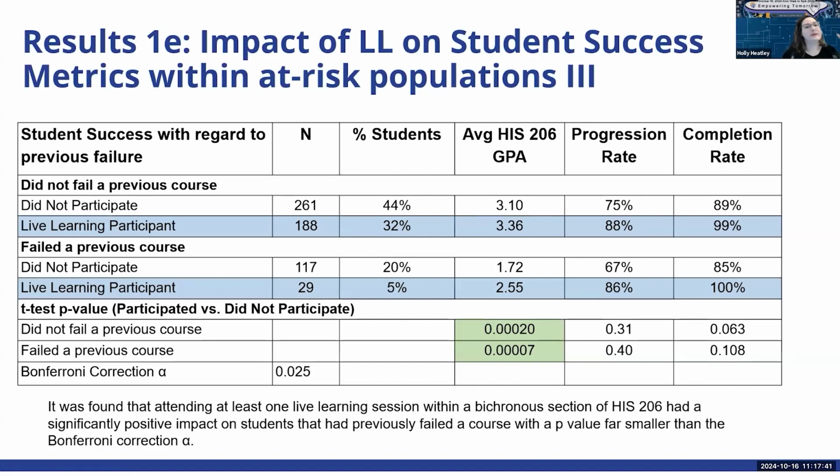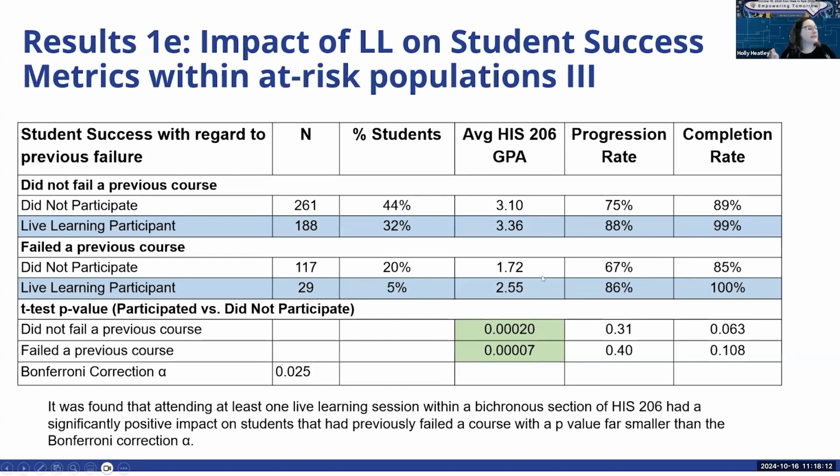So here again, we can see that similar improvements were observed when dividing the course population into cohorts based upon previous course failures. So students who had previously failed a course and attended at least 1 live learning session completed the course at a 15% higher rate, and progressed at a nearly 20% higher rate. So when analyzed statistically, these gains were important, but also not statistically significant.